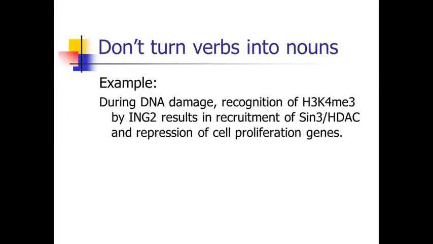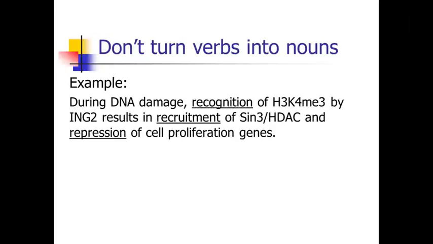So here's an example sentence. It says, during DNA damage, recognition of protein 1 by protein 2 results in recruitment of protein 3 and repression of cell proliferation genes. Notice that we have a lot of nouns in this sentence, right? We've got recognition, recruitment, and repression. Those are all nouns that could have been verbs: recognize, recruit, and repress. And we saw this also with a lot of the examples last week. So we want to turn some of those nouns back into verbs. And when you do that, it's actually going to force you to get rid of some ambiguities that often crop up when you write with a lot of nouns.